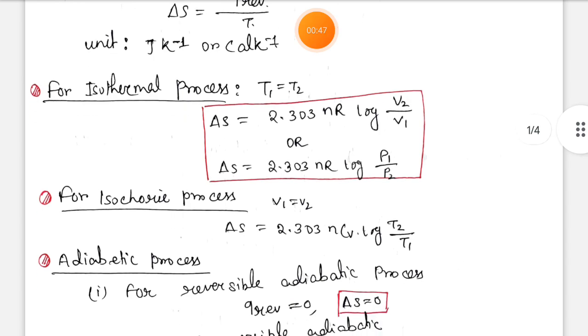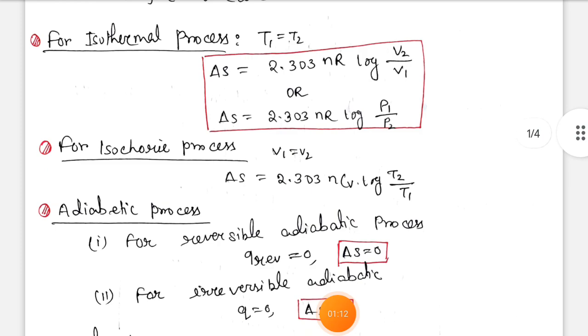For an isothermal process, that is at constant temperature, T1 is equal to T2. So delta S is equal to 2.303 nR log of V2 by V1. Or you can say that for an ideal gas PV is equal to RT, so you can replace V2 and V1 by P1 and P2, and delta S is equal to 2.303 nR log of P1 by P2.